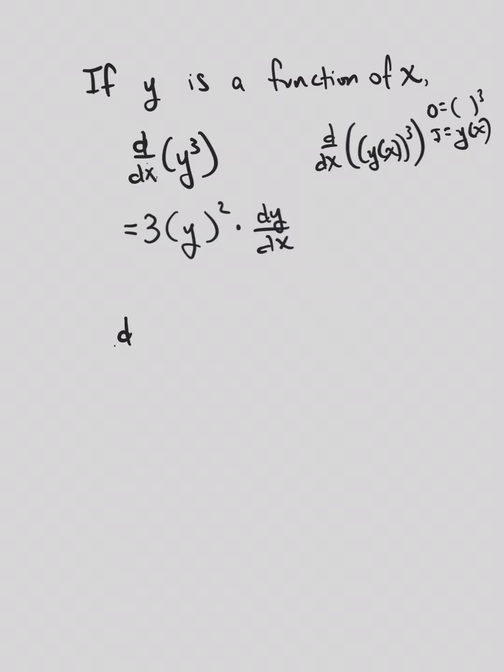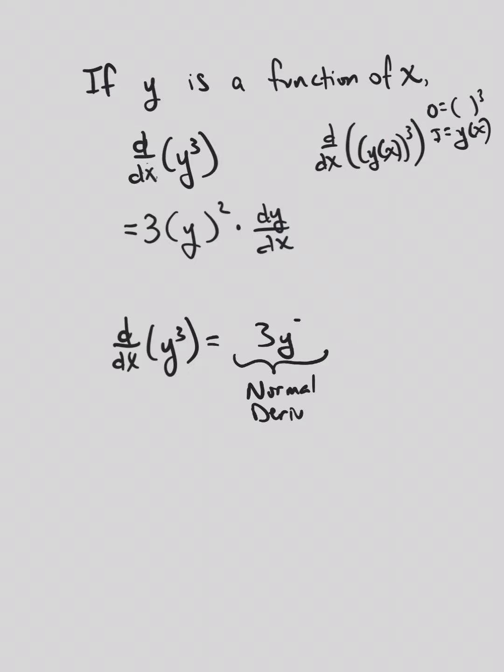But the idea here is that if you have something that looks like this, where you have two different variables, but there's some kind of context telling you that this is a function of this, then what you do is you just take the normal derivative, what you would think is the derivative of y to the third, okay, 3y squared, and then you just multiply by d of the dependent variable over d of the independent variable. So dy over dx. But what you're really doing behind the scenes is the chain rule. Okay?